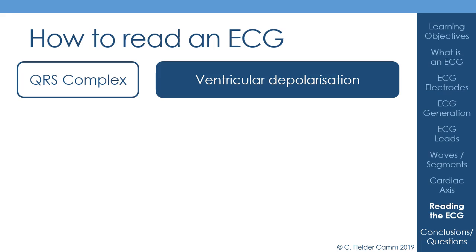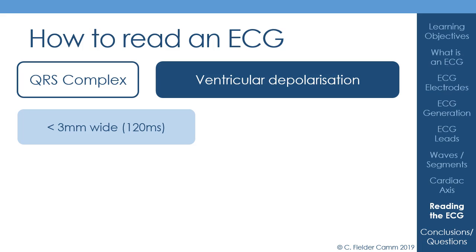complex. And we've described that this represents ventricular depolarization. And ventricular depolarization uses the His-Purkinje system, which is dedicated electrical tissue. And as such, it should act like a superhighway, allowing for very quick ventricular depolarization. And so the QRS complex should be narrow.